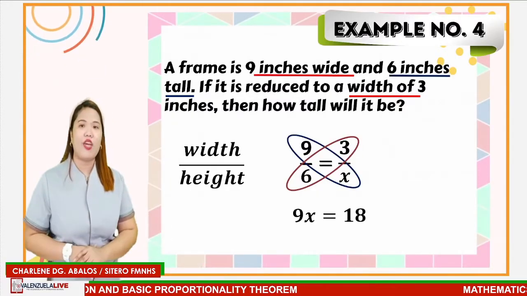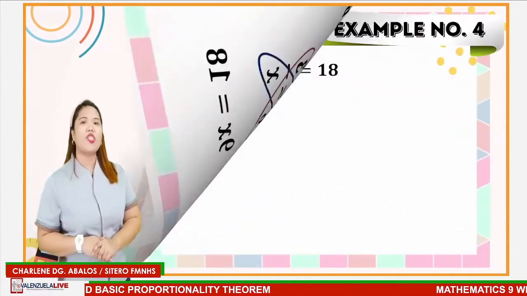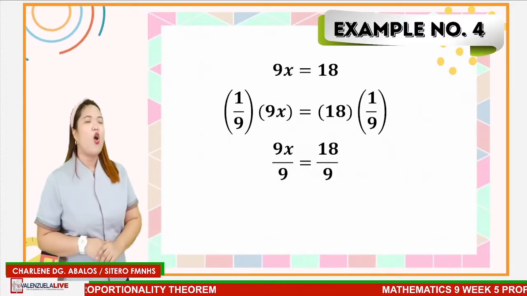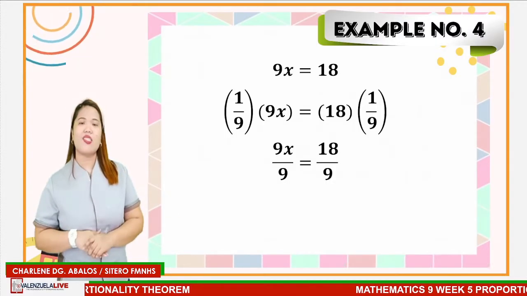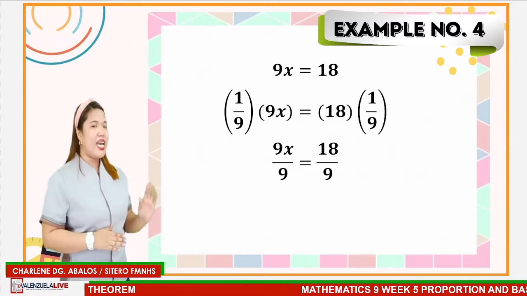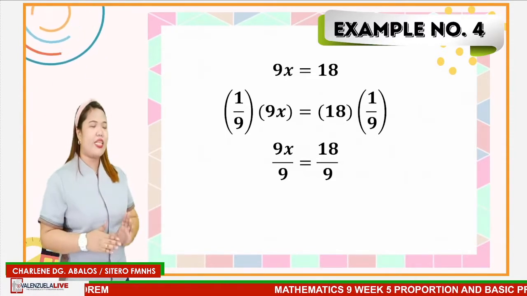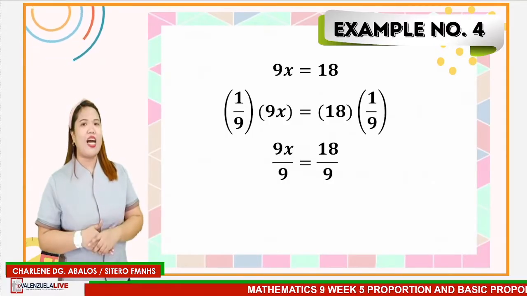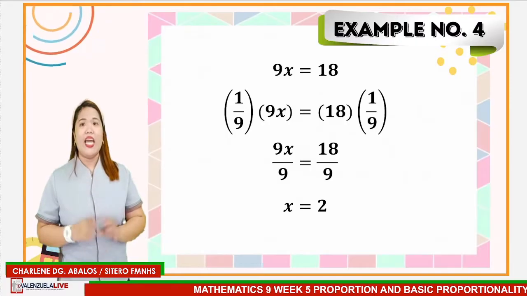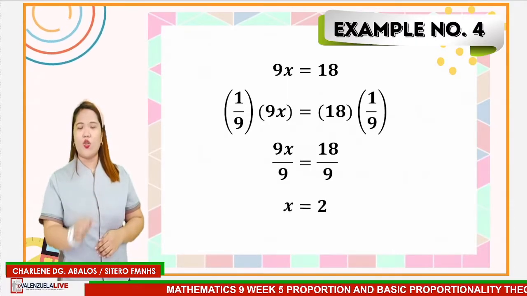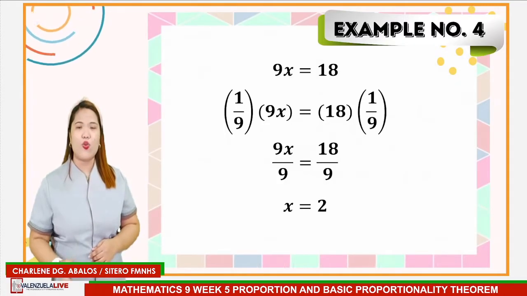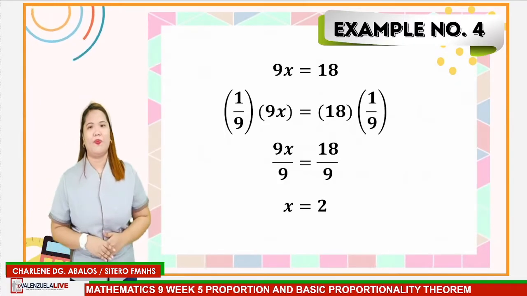Applying multiplicative inverse, multiply both sides of the equation by 1 over 9. So we'll have 1 over 9 times 9x is equal to 18 times 1 over 9. 9x over 9 equals 18 over 9. This gives us x is equal to 2. Hence, if the width is reduced to 3 inches, then the height is 2 inches.